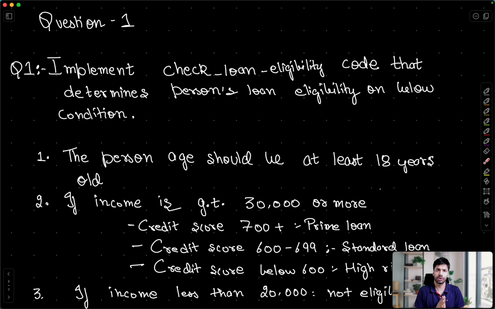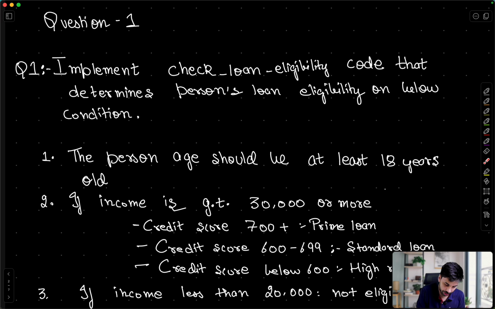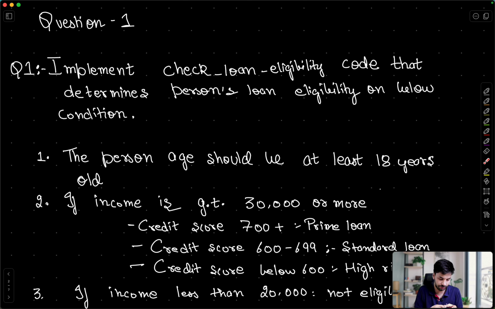So let's get started. Okay everyone, so let us start. This is the very first question. Let me read and explain this to you. The question says to implement a check loan eligibility function, just like the methodology which banks majorly use to see if a person is eligible for a loan or not. It determines a person's loan eligibility on the below conditions.